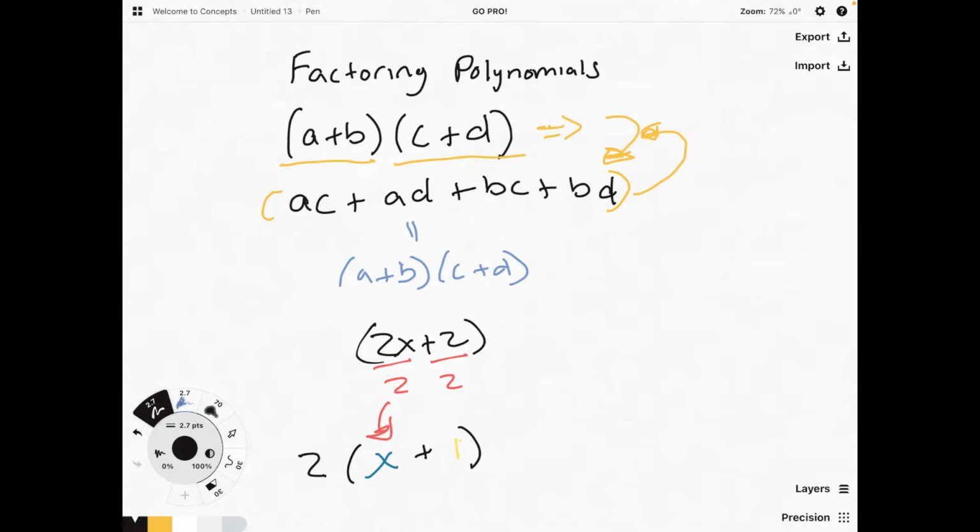And so that's the answer. So 2x plus 2 factors down to 2 times x plus 1. And you can check your work by multiplying this 2 into the quantity, which is going to yield 2x plus 2, which is the exact same answer that we have here. So now that you understand the basics, let's look at a problem where the answers require two quantities.